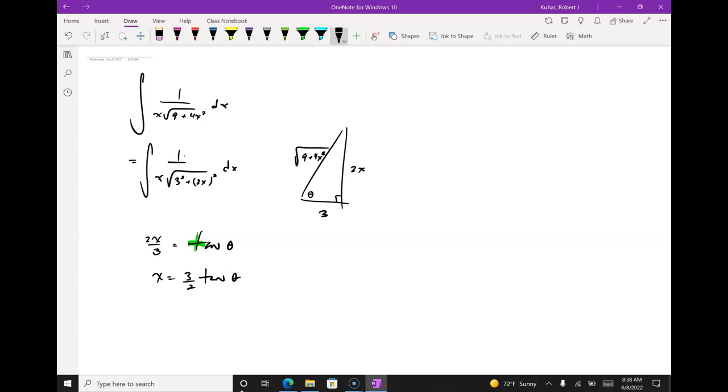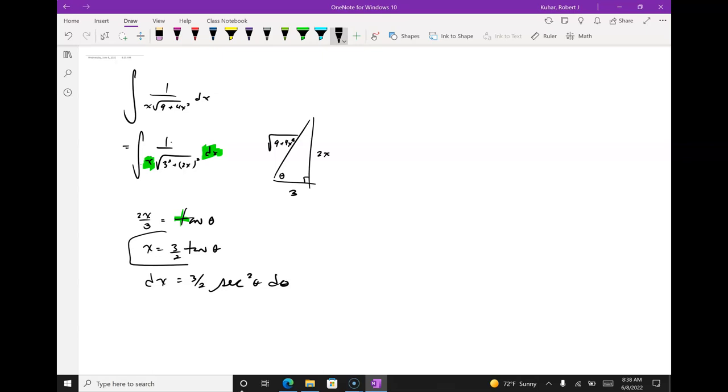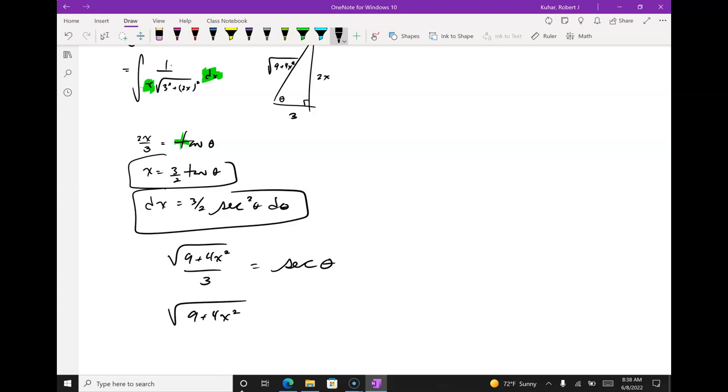So I need a dx. I got my x now, but I need a dx, right? And so dx is what? 3/2 secant squared theta d theta. So I need this piece. I need one more piece, the square root of 9 plus 4x squared all over 3. I want to pick the easiest piece of it that I can. And that's got to be what, a cosine? No, I'm sorry, a secant. So I know that guy is 3 times the secant of theta.